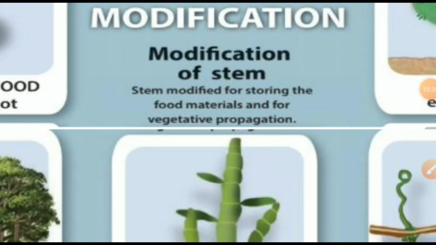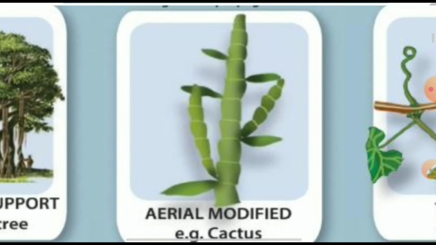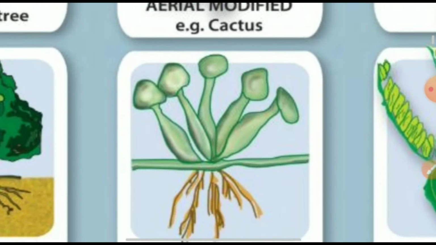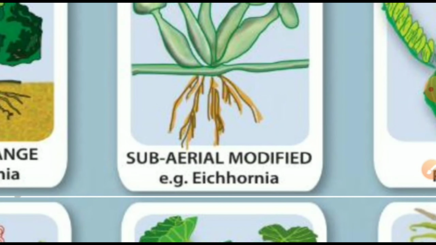The stem is modified for storing food materials and for vegetative propagation. For this purpose, the stems are modified. What are the functions? Aerial modification. Example, cactus. The leaves are modified into spines and the stem carries out the functions, to conserve water. Next, Eichhornia. Subaerial modification. The leaves arise from the axial part. Why? They grow in water for easy floating. The roots are present under the water.